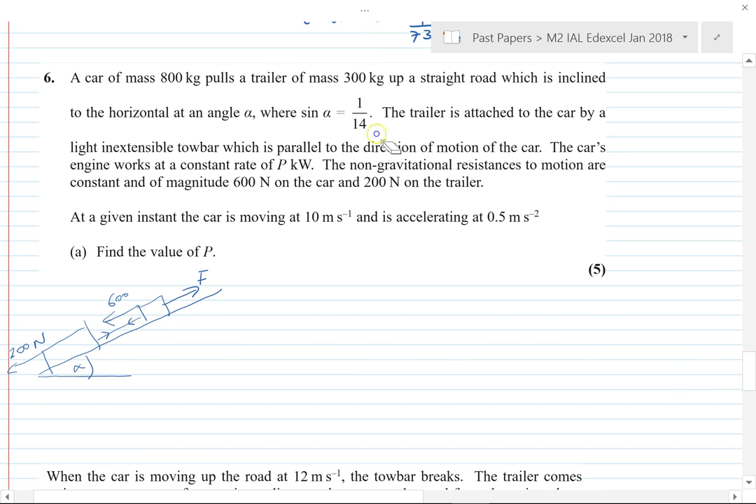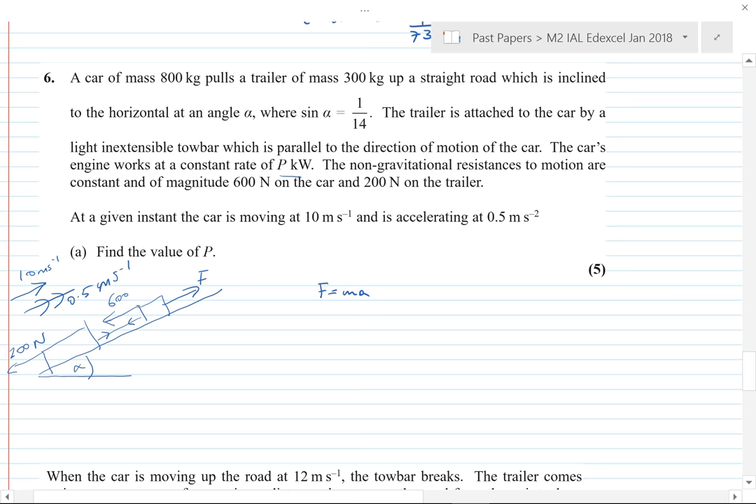Okay, and we're also told the acceleration, and we're also told the particular speed it's doing at an instant: 10 meters per second, and 0.5 meters per second squared for the acceleration. So in this case, all we really need to do is apply F equals ma, and then P equals FV, and we find the driving force. If we find the driving force, we can find the power.